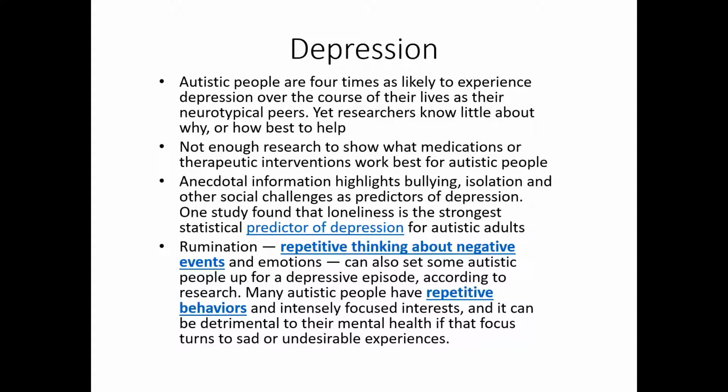Anecdotal information highlights bullying, isolation, and other social challenges as predictors of depression. So one study found that loneliness is the strongest statistical predictor of depression for autistic adults. Rumination, so having ruminating thoughts, repetitive thinking about negative events and emotions, can also set some autistic people up for depressive episodes, according to research.